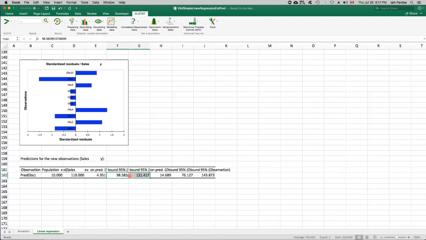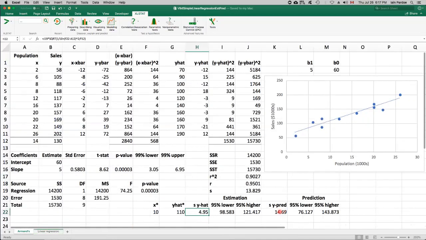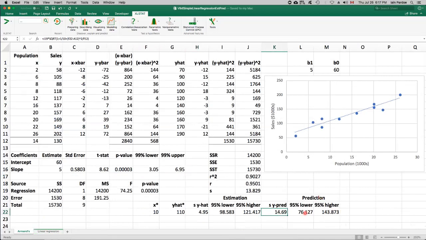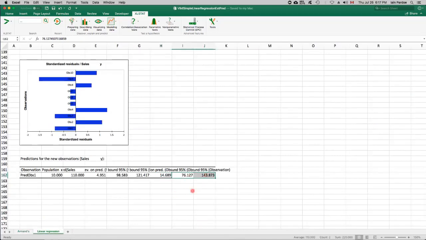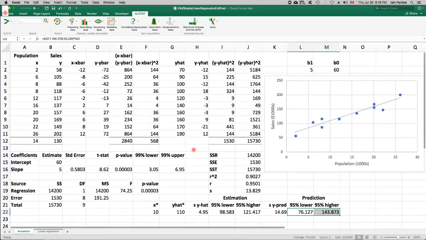Okay, so this is the confidence interval for the mean. And then this one is the standard error of prediction, 14.689. There we go. And our interval, prediction interval, went from 76.127 up to 143.873. Boom, there we go. Okay, so that's how to do that in Excel stat. Okay, so that's how you can do estimation and prediction with simple linear regression.